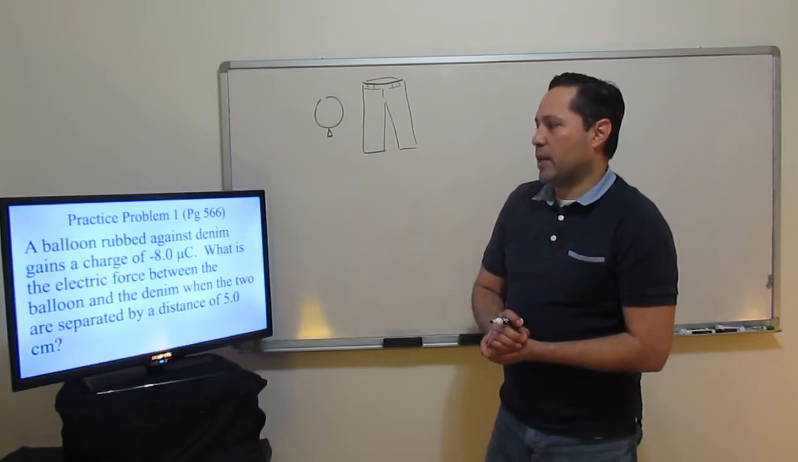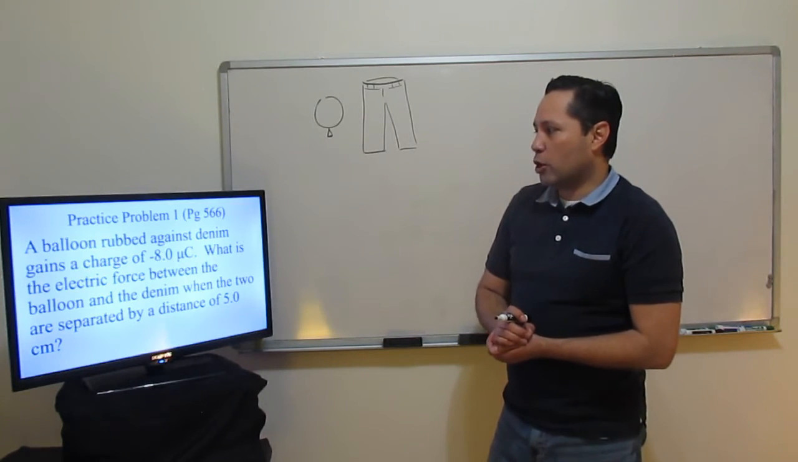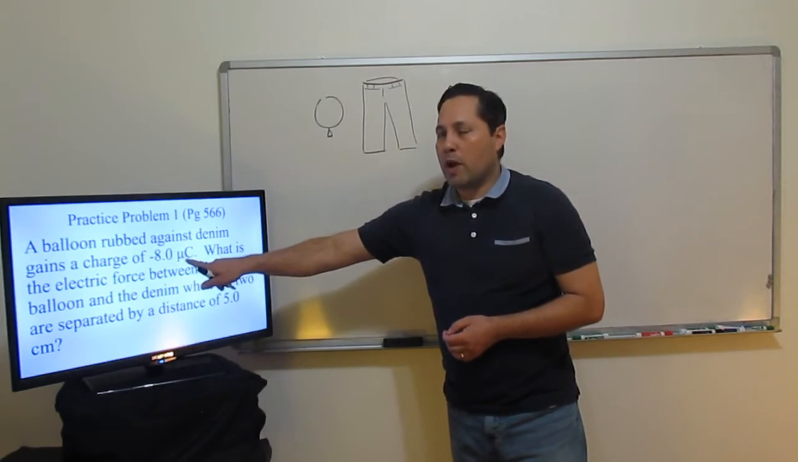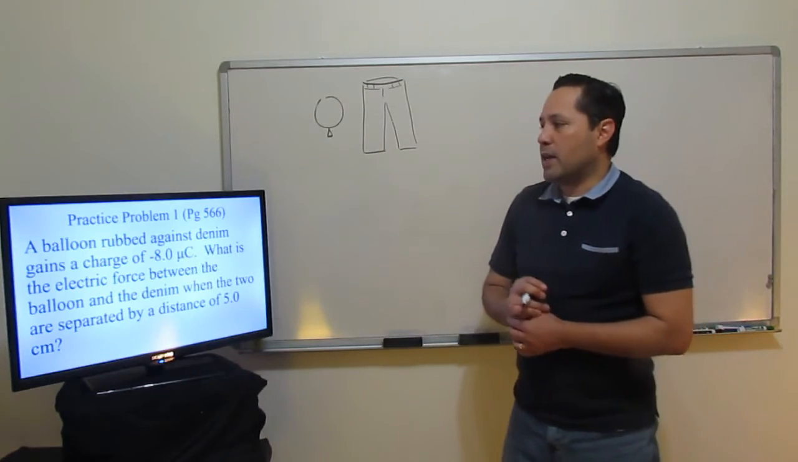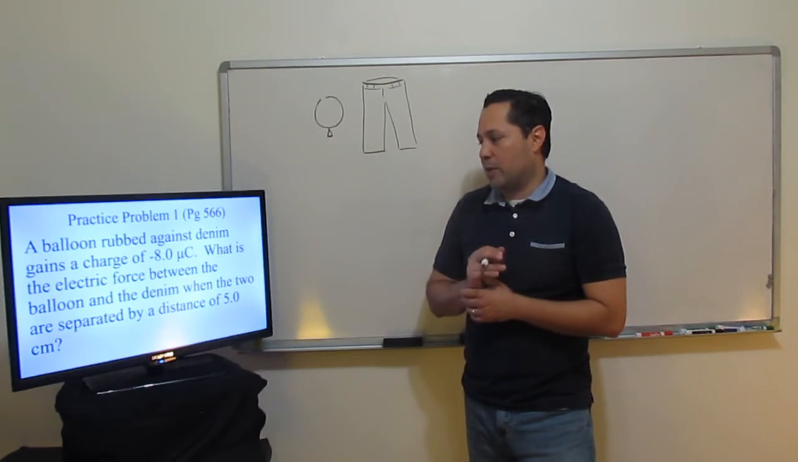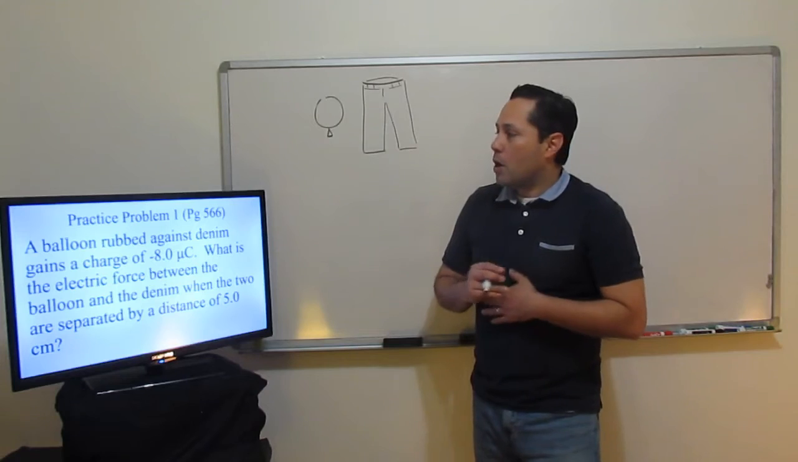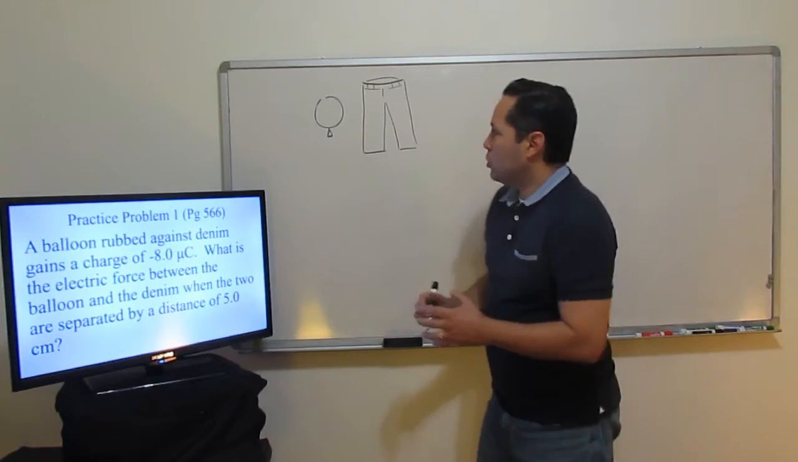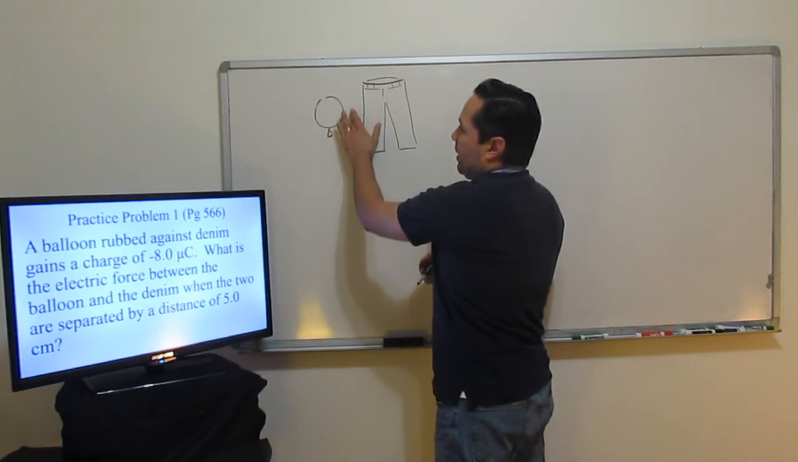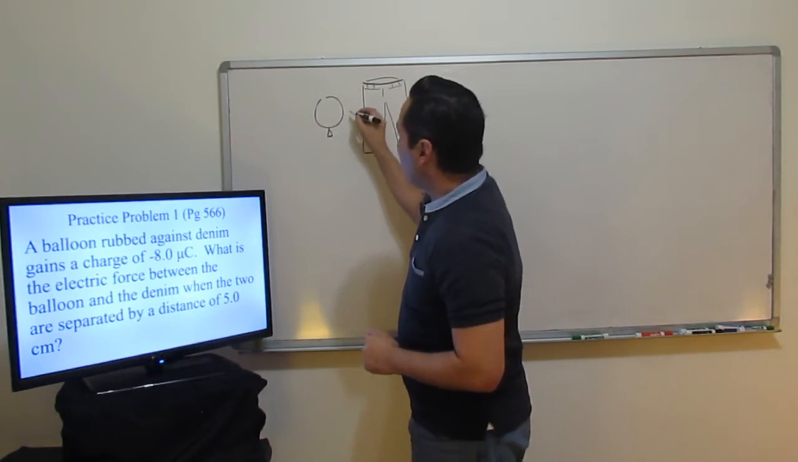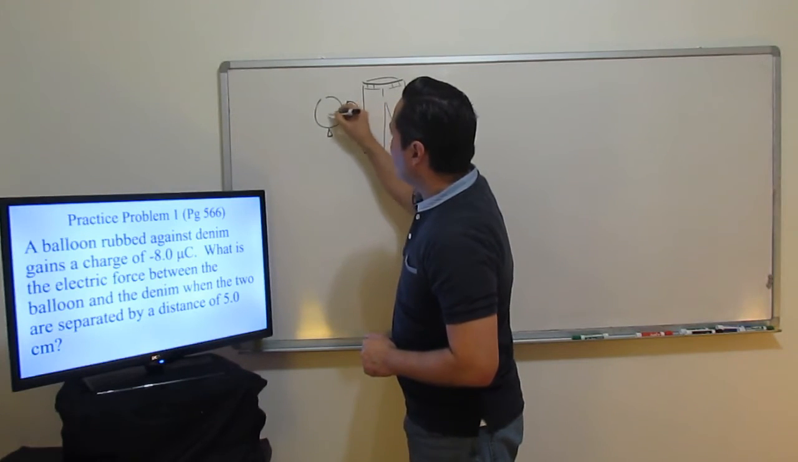All right, our next problem is practice problem number 1 out of page 566. A balloon is rubbed against denim and it gains a charge of -8 microcoulombs. What is the electric force between the balloon and the denim when the two are separated by a distance of 5 centimeters? Alright, so first of all, notice that they only give you guys one charge. So picture that. They get the balloon, they rub it against the pants. So what happens to the electrons? Well, they're going to jump to the balloon.